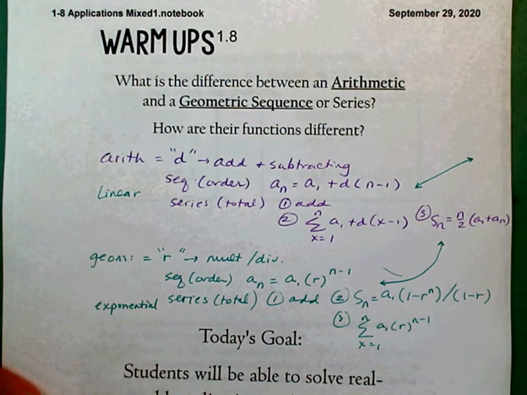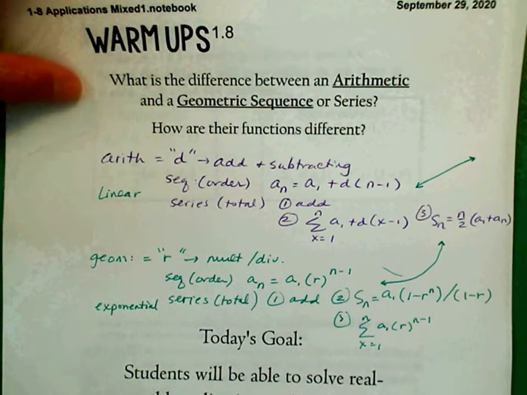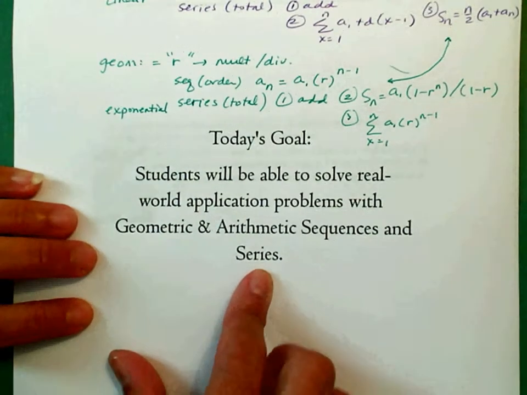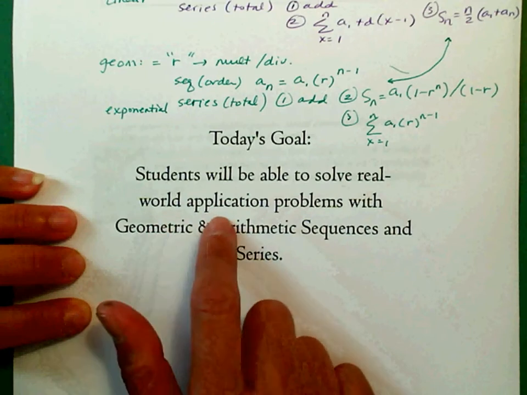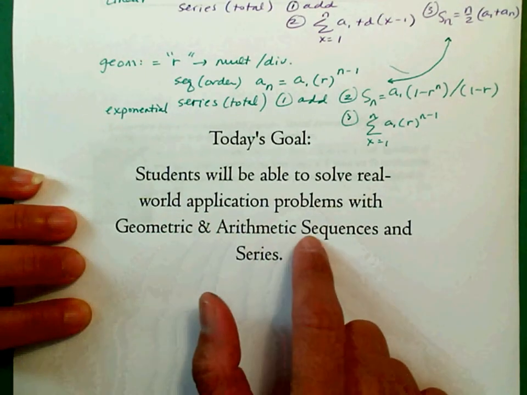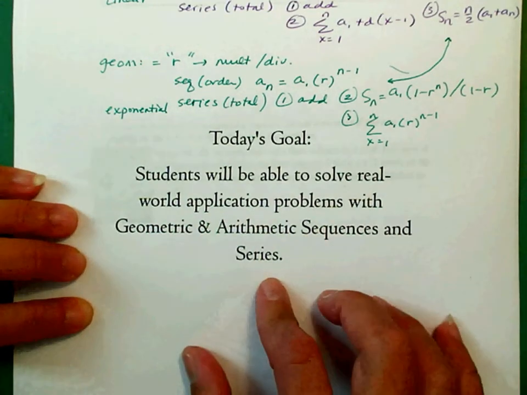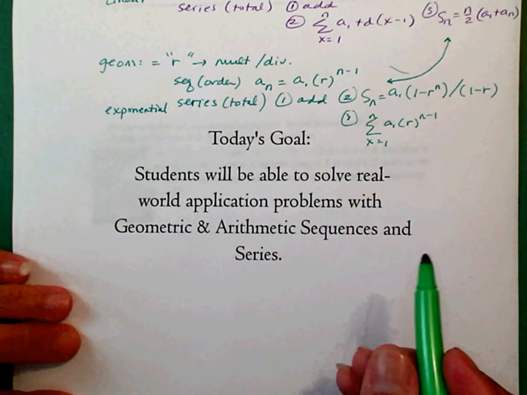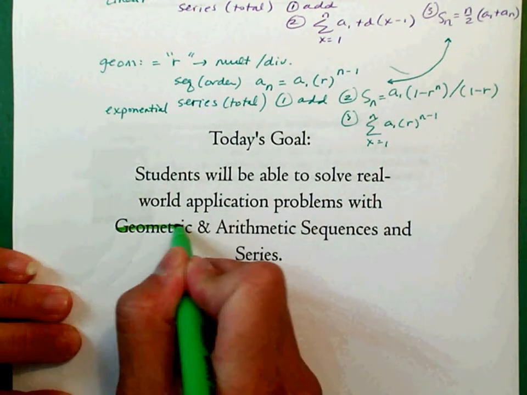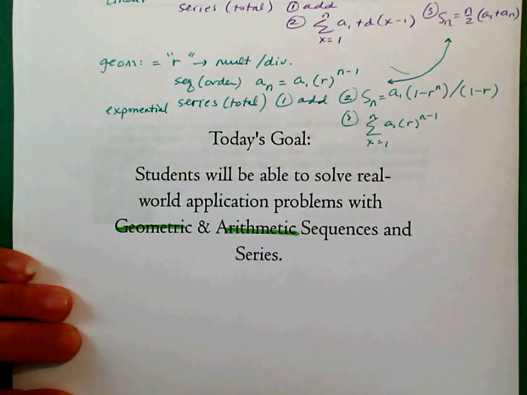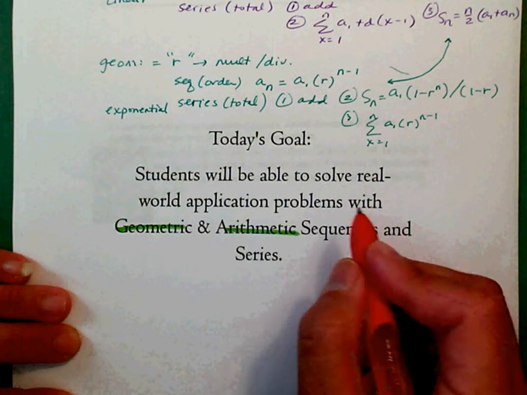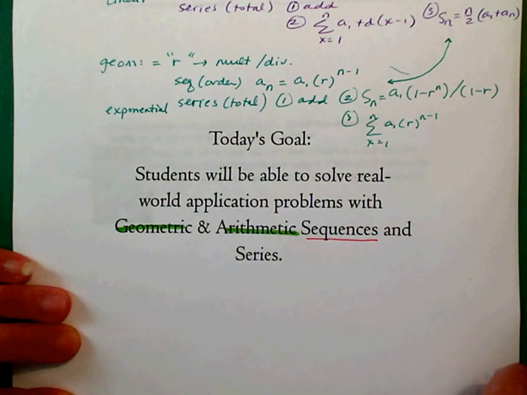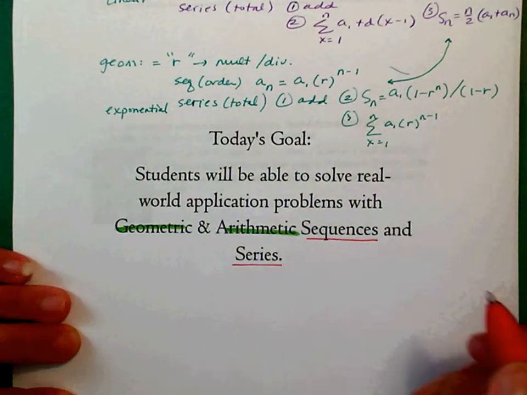All right, our lesson for today. Here's our goal for today. Our goal is students will be able to solve real-world application problems with geometric and arithmetic sequences and series. So before you start, there are two things you need to know. You have to figure out, is it geometric or is it arithmetic? Am I adding or am I multiplying? And the other thing you also need to know is, am I looking for something in order, which is a sequence, or am I looking for a total, which is a series?